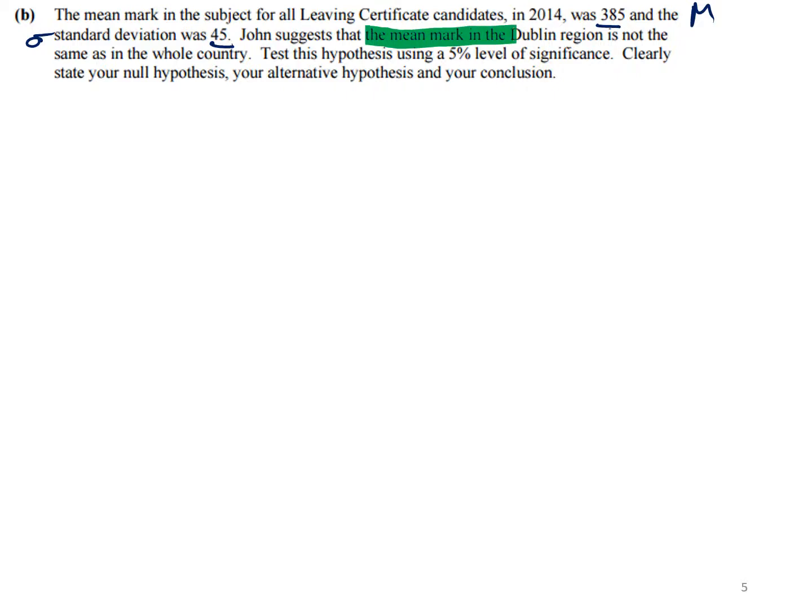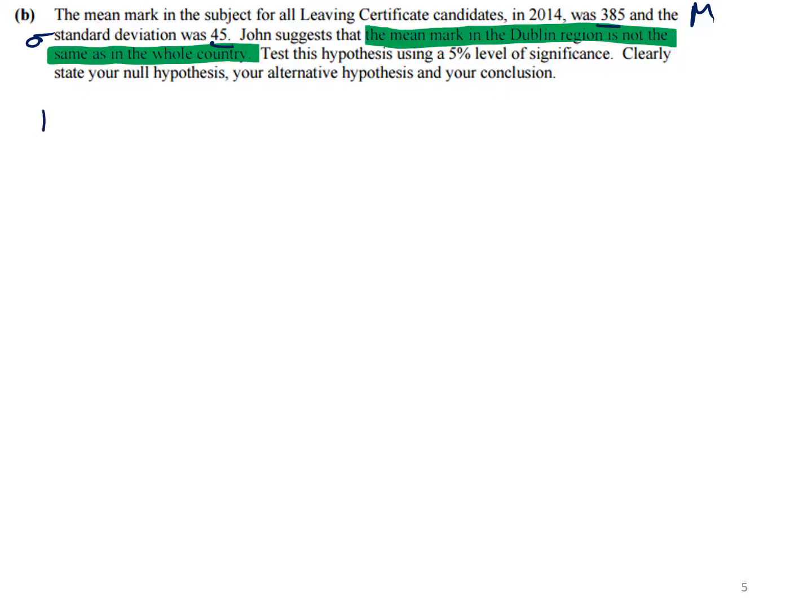The mean mark in the Dublin region is not the same as the whole country. Just to remind us, the mean mark in the whole country is 385. It says to test this hypothesis using a 5% level of significance, and to clearly state your null hypothesis, alternative hypothesis, and your conclusion.